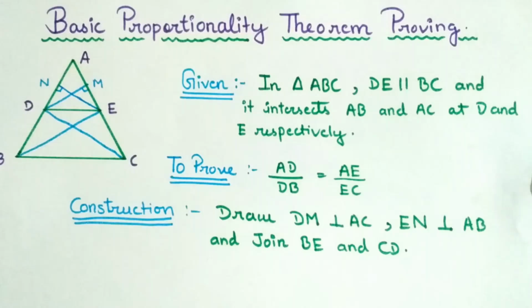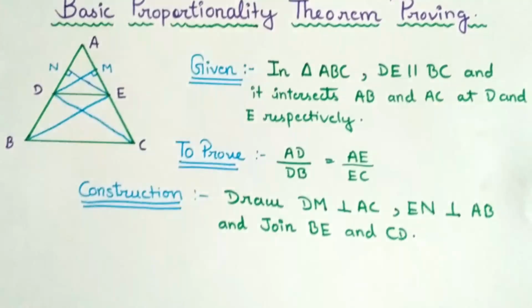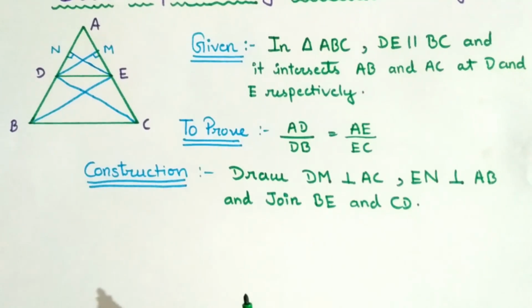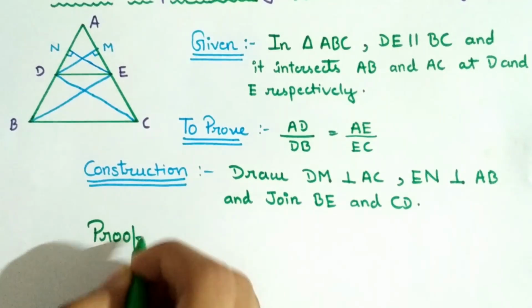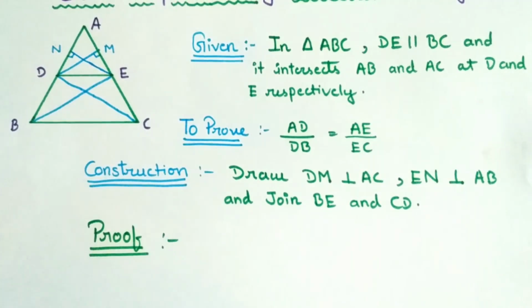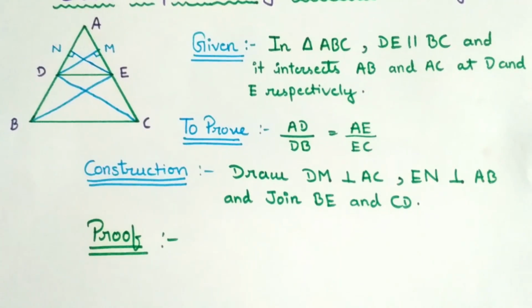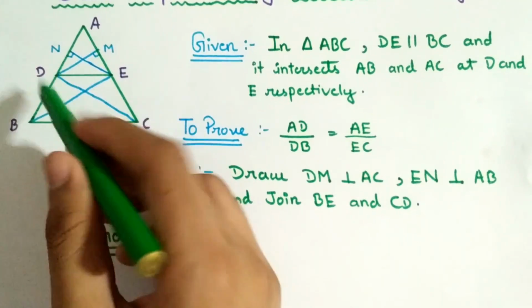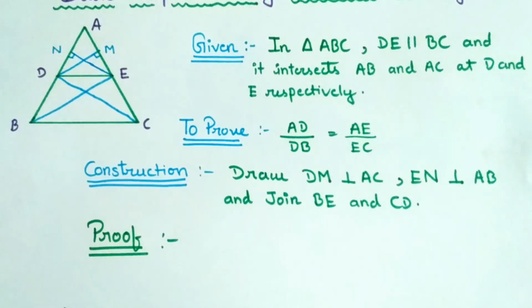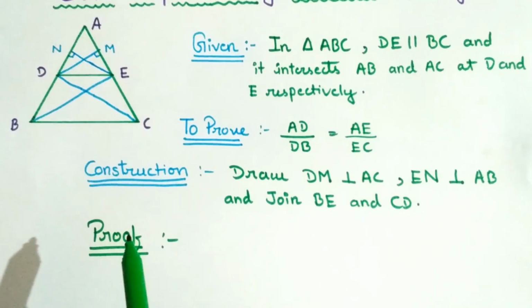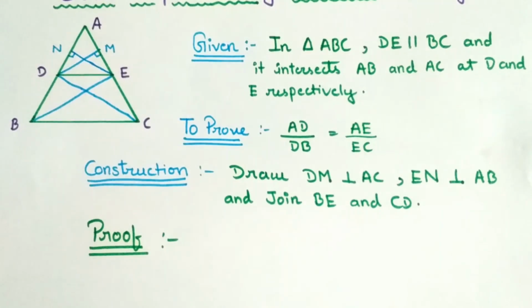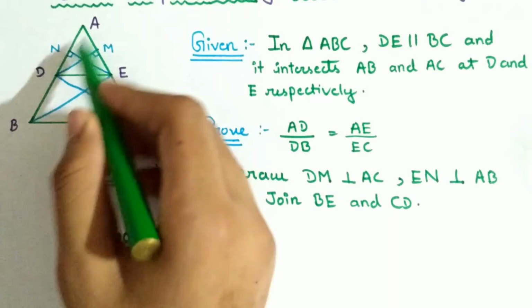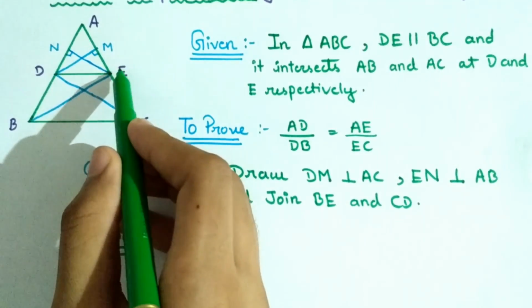Now guys, how to prove this theorem easily. So guys, now let's move to the proving. Now guys, proof. There are some important steps which you have to remember. First of all, the first step is to decide between which two triangles you have to take the ratio. First of all, you have to take the ratio of triangle ADE and triangle EBD.